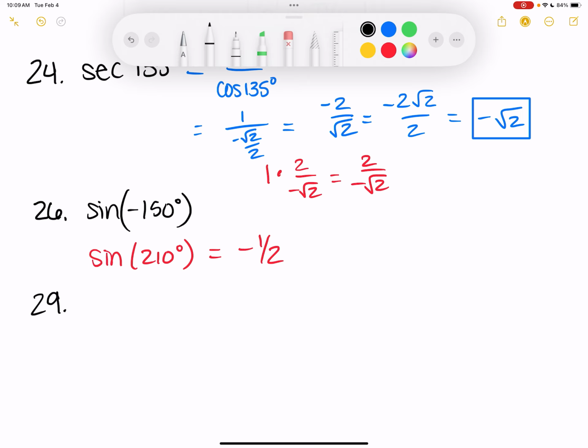All right, 29. I know it's an odd one, but it is a very odd problem, so I want us to talk about it. It was cotangent of negative 8 pi over 3.